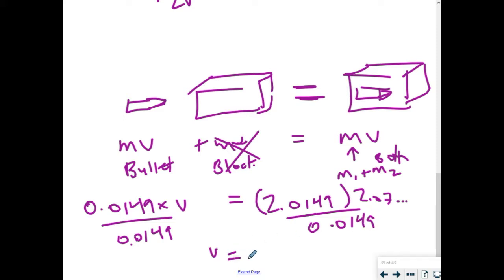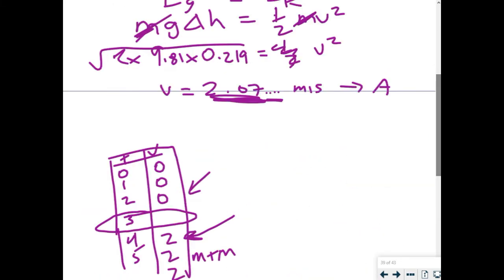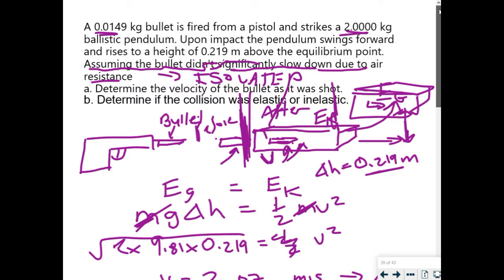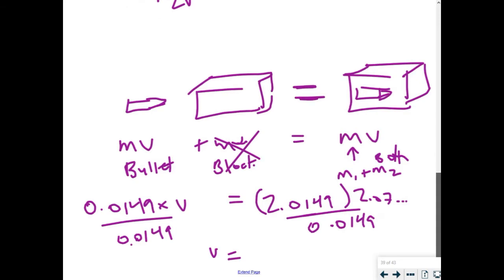So I'm going to take 2.0149 times by A, because that's what I stored my velocity as, divide by 0.0149, and I got a velocity. What do I get for sig digs here? Always scroll back up, I guess. Looks like 3 sig digs. So I got a final velocity of 280 meters per second.